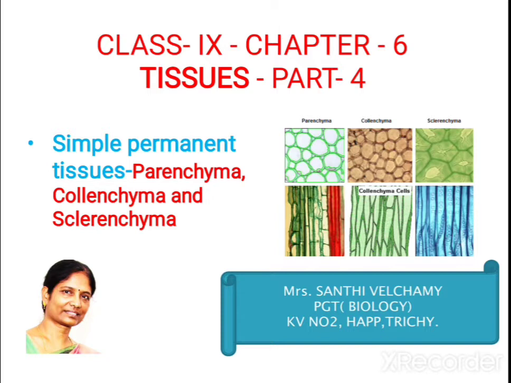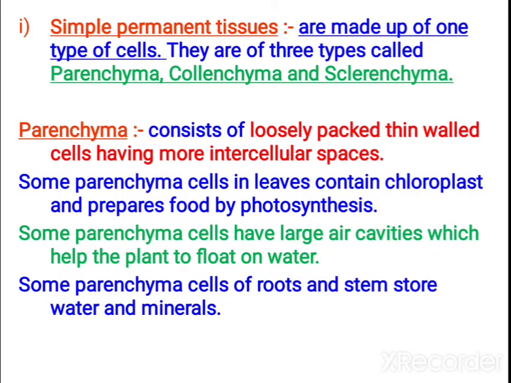So today we are going to continue the chapter tissues. Today mainly we are going to study the types of simple permanent tissues, that is parenchyma, collenchyma and sclerenchyma. Now let us go inside the chapter. First, let us study what is simple permanent tissue.